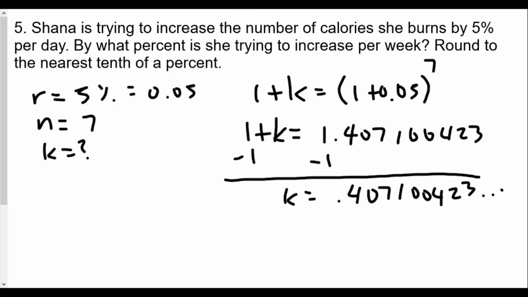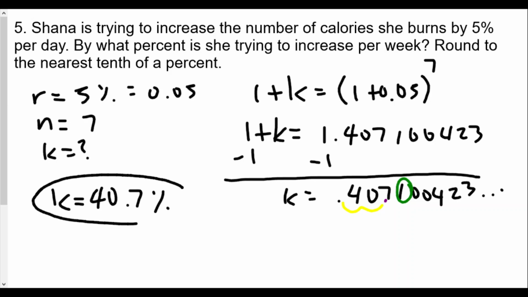And so we multiply by 100%. So decimal slide by 2. And we see in this case, we're going to look at the next number over is 1, and we're not adding 1, so our k value, the percent increase by the end of the week, will be 40.7%. So that's by how much she wants to increase her calorie burn if she tries to burn 5% more each day.